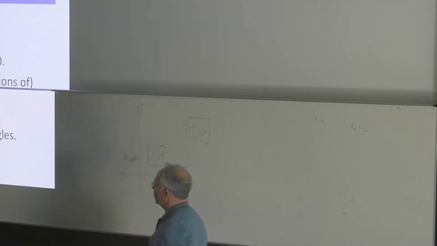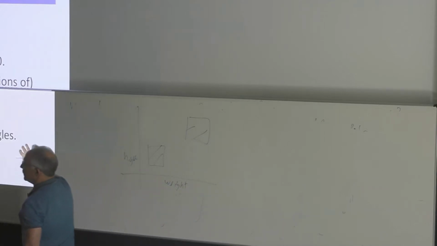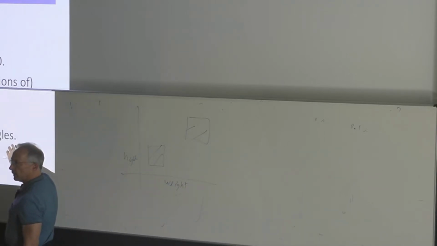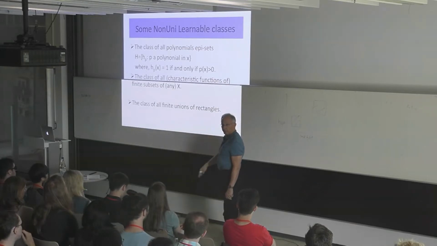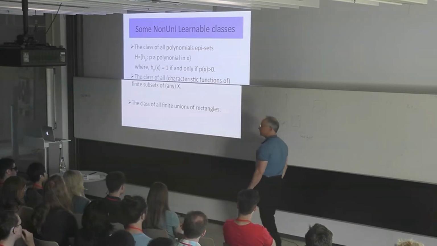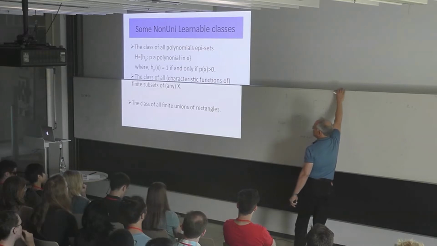Now I can ask you to have the class of all finite unions of rectangles. And again, it will have a non-uniform convergence, non-uniform learnability, because I can decompose it by fixing each time a higher and higher and higher number of vectors. Okay, so it gives me more flexibility, the non-uniform learnability.